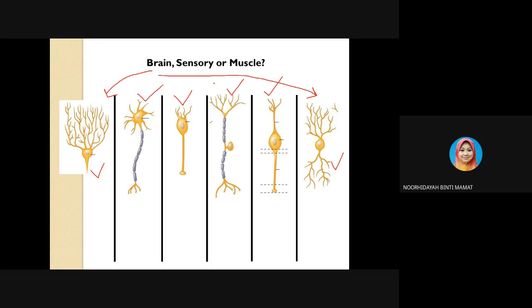They're located in the muscle, whereas they have the myelin sheath. Myelin sheath, in order to allow the signals to travel over a long distance.